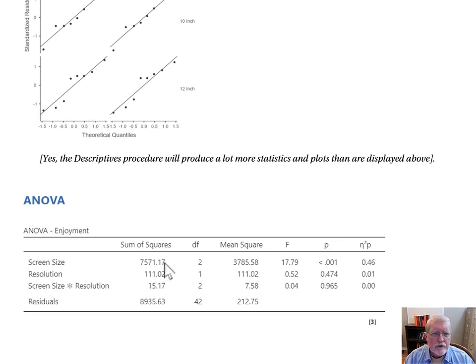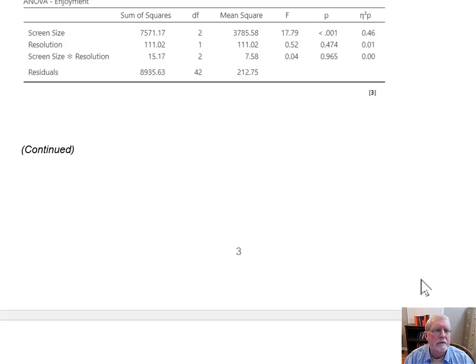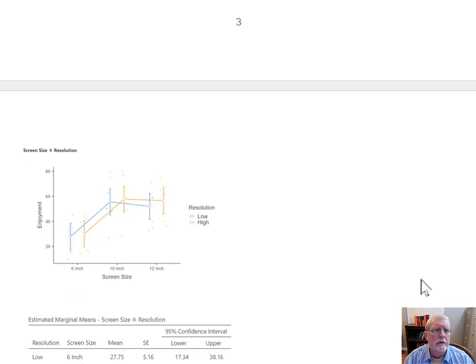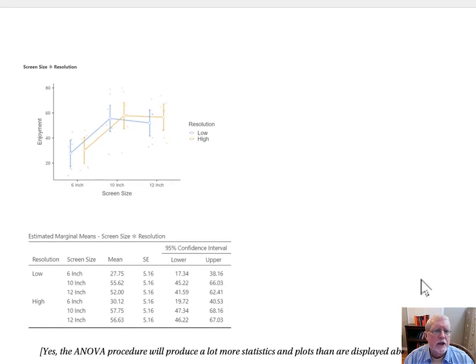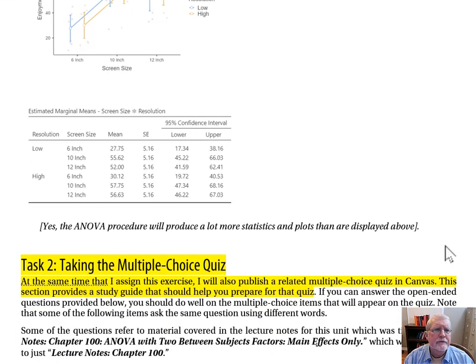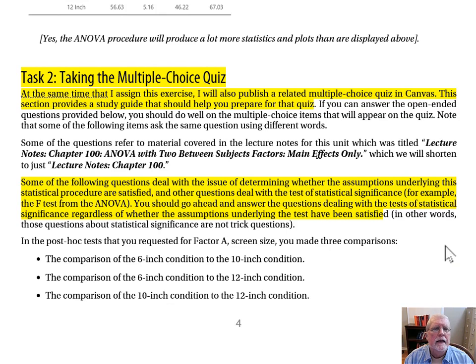For example, for the screen size factor, your F statistic should be 17.79, and you should check some of the miscellaneous values appearing in this ANOVA summary table. Make sure that you've got the same results that I got. We have a figure that illustrates results. We have estimated marginal means from the analysis. So these are among the results that you should check, verify you're getting the correct numbers. If you did get the correct numbers, you can start preparing for the multiple choice quiz.